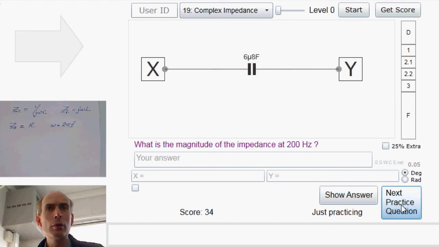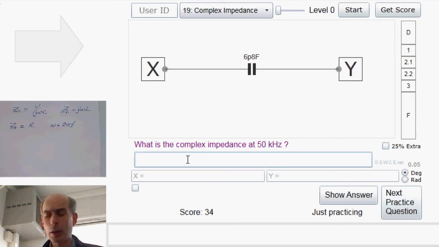And the only one we haven't tried is the complex impedance of a capacitor. And we can do that one. That is 1 over 2 times pi times 50 kilohertz times 6p8 times, not forgetting the j, 1 over j omega C. That's the omega, that's the C, and that's the j.